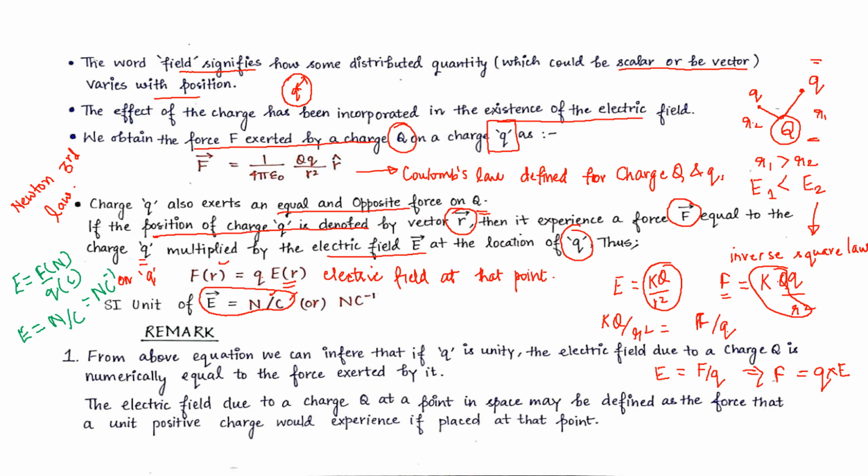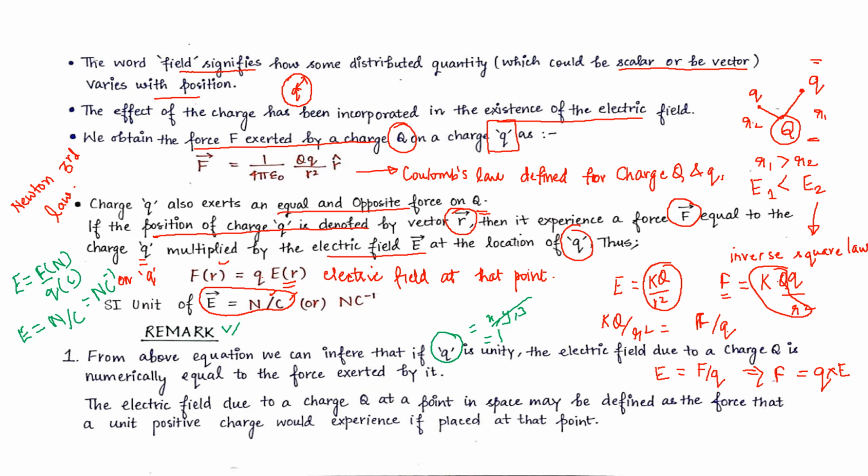Okay. Now there are a few remarks which we need to understand. From the above equation we can infer that if small q is unity, like it is not some x, y or z value, but it is 1.